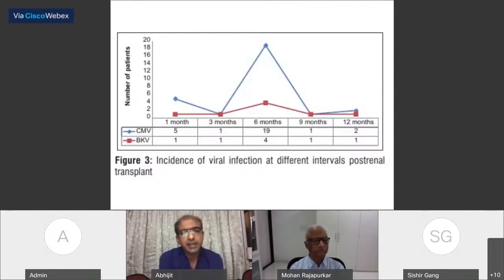Incidence of viral infections at various intervals post-transplant was noted and can be seen here. There's a peak of CMV infections, which were noted in close to around 20 patients, and BKV was noted in around 4 patients at 6 months post-transplant.